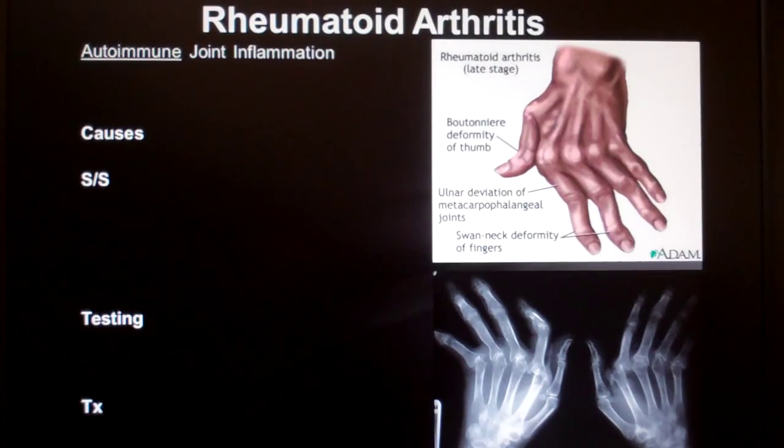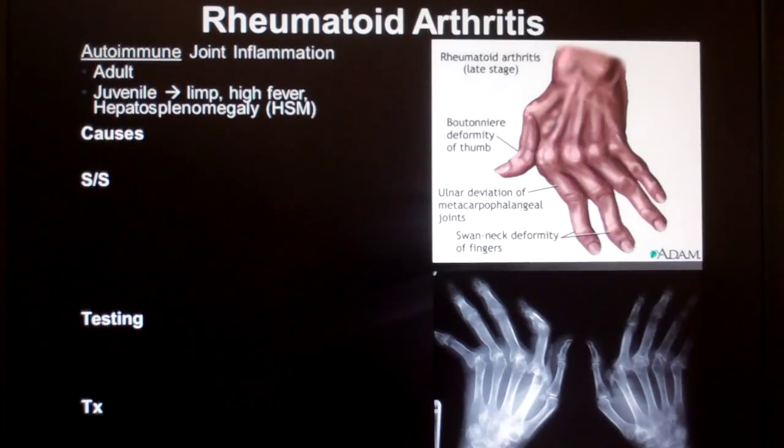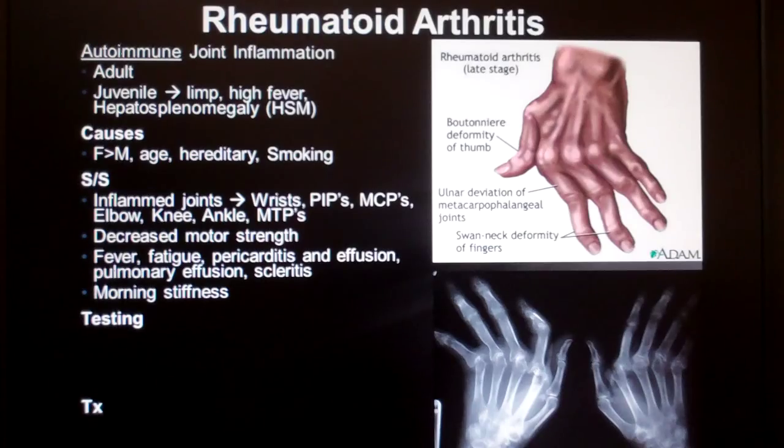In children, it'll also cause hepatosplenomegaly, or a very large liver and spleen accompanied by fever. Females are 2 to 3 times more likely to get rheumatoid arthritis than men. In fact, as long as we're on the subject, women are more often affected by autoimmune diseases of just about any kind. It's most common between the ages of 40 and 70, but people can get RA at any age.